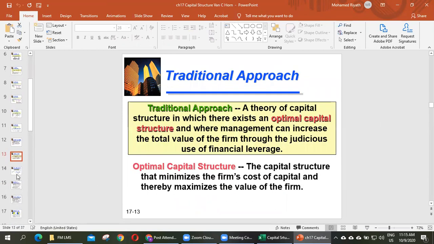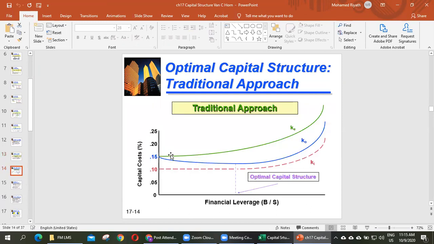Now the traditional approach, which I explained in the last class. This is the traditional approach. There's one point here. The cost of debt remains unchanged, and when the leverage, the debt component, increases in the capital structure, cost of equity also increases. The overall cost of capital is like this, and this is the point of the lowest cost of capital. So this is the optimal capital structure, this point.